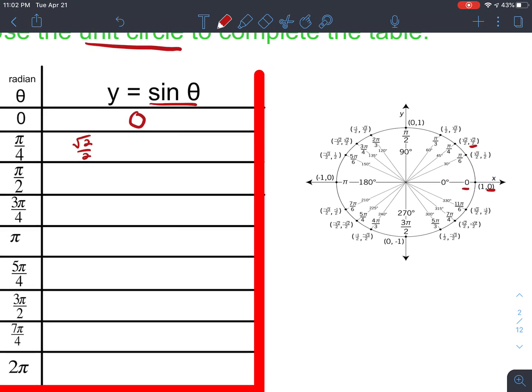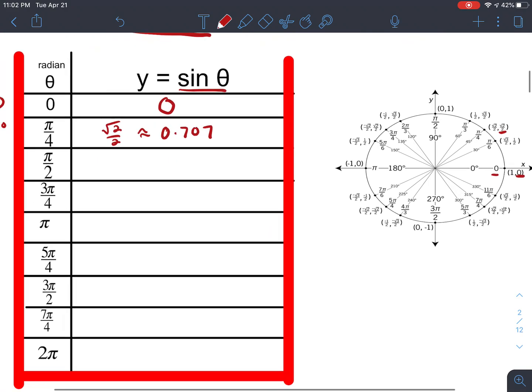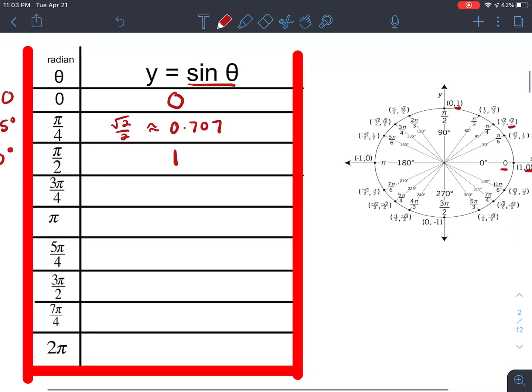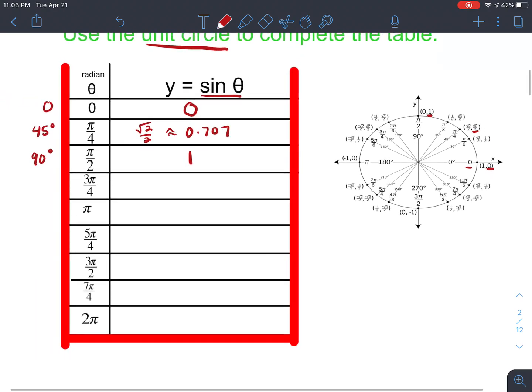Now, we just talked about how to plot this. This is going to be approximately the decimal 0.707. Okay, so we're going to stick with the decimal equivalents for the rest of the table. So pi over 2, which we hopefully know is 90 degrees, gives us 1, right? Because we look at the y value. 3 pi over 4, you may not know off the top of your head, but I do, is about 135 degrees. That's this guy right here. And my y value there is radical 2 over 2, which we know is approximately 0.707.